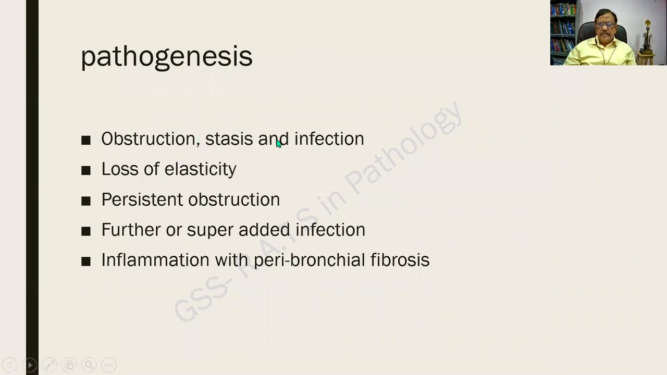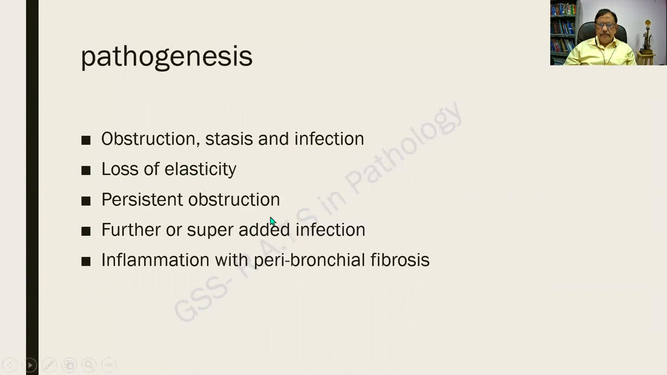The pathogenesis. This is one of the most important parts of this answer. I would like you to concentrate. Whenever there is an obstruction, whatever be the cause, it can be a foreign body or a tumor, there is stasis, and the stasis leads to infection. Once there is an infection, there is an inflammation leading to partial destruction of the wall, resulting in loss of elasticity. Obstruction and stasis, loss of elasticity.